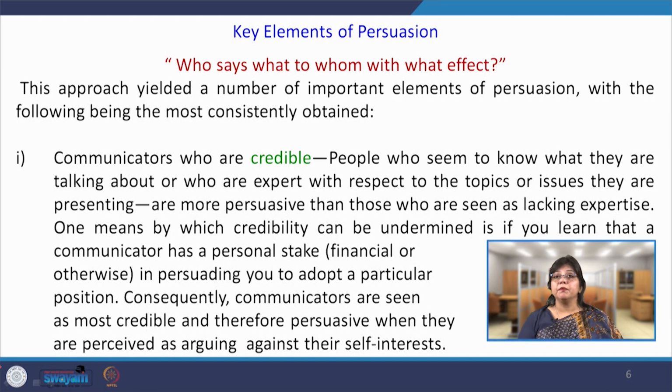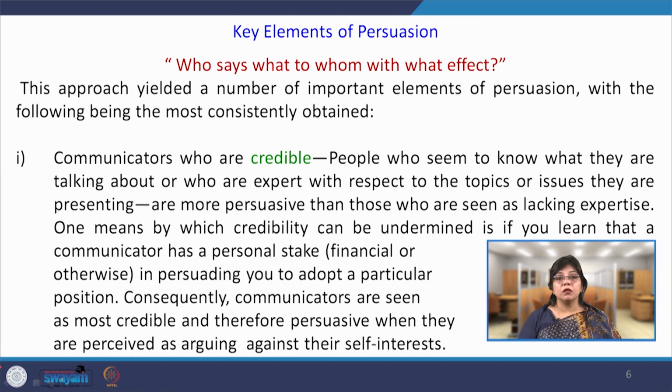This pertains to people who seem to know what they are talking about or who are experts with respect to the topic or issues they are presenting. The more they are expert, the more they are persuasive, and a person who is lacking some expertise will not be able to persuade the audience. So, one means by which credibility can be undermined is, this is one way to persuade. Now, under what circumstances can we say that the person is not persuasive? When the audience comes to know that the person who is communicating a strong message is doing so for his own personal motive.